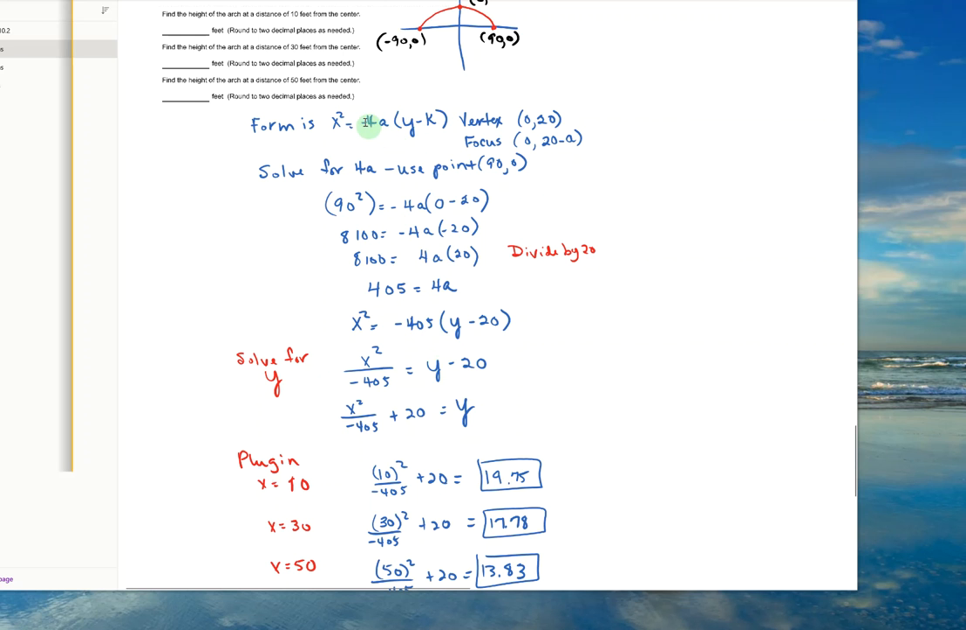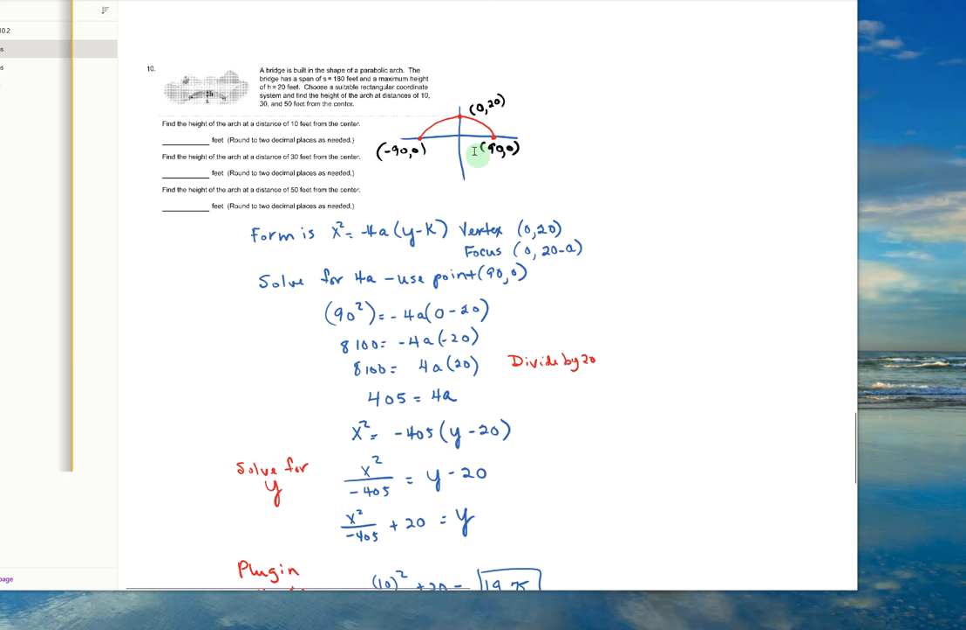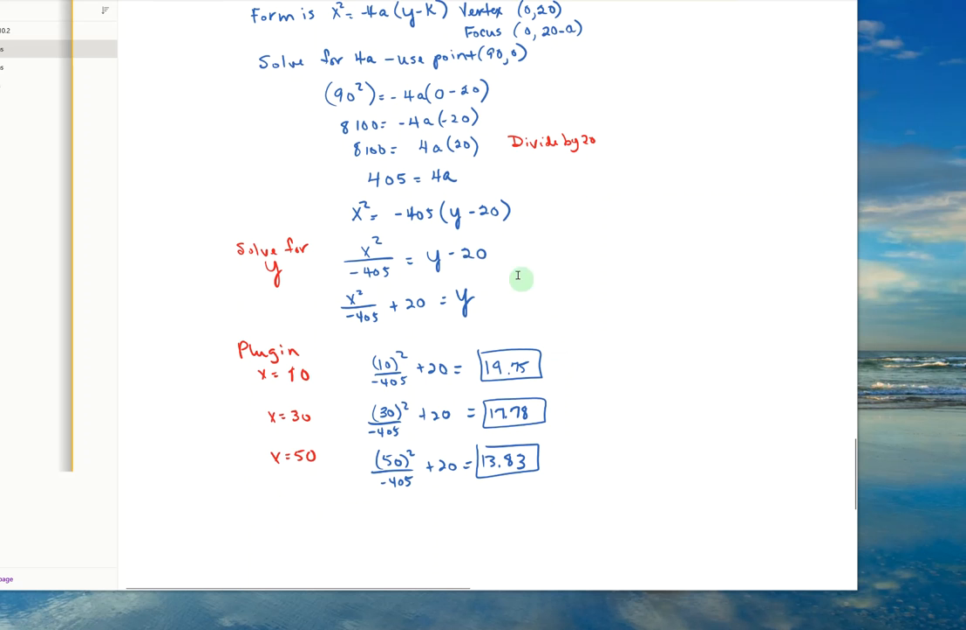And we had a negative there to start with, so we'll have negative 405 times (y minus 20). That's our basic form. So then we need to solve for y, because we are trying to find different heights here. So we are going to divide by the negative 405. So now we have this, and then we're going to add 20. So this is what y equals, okay?